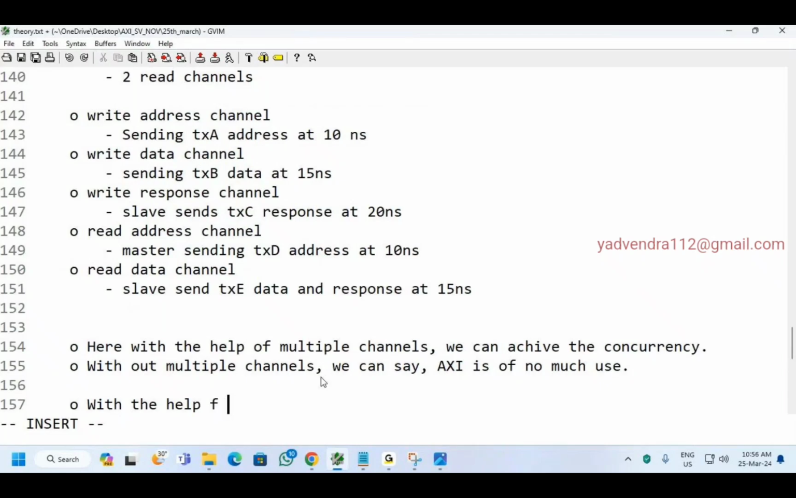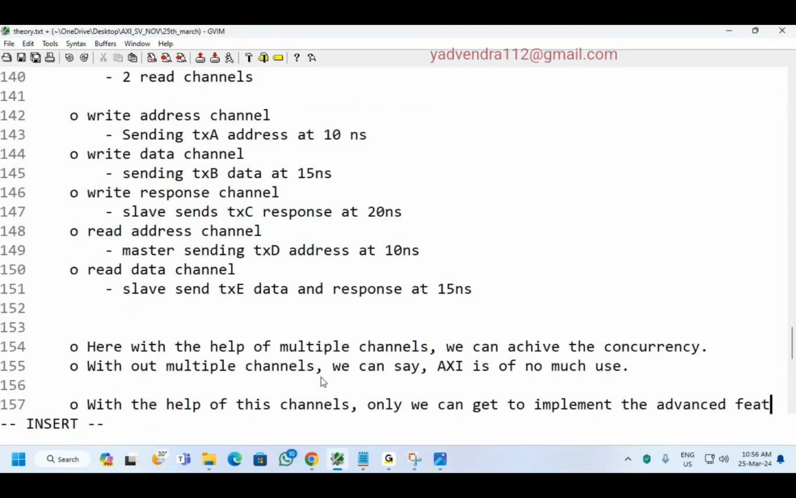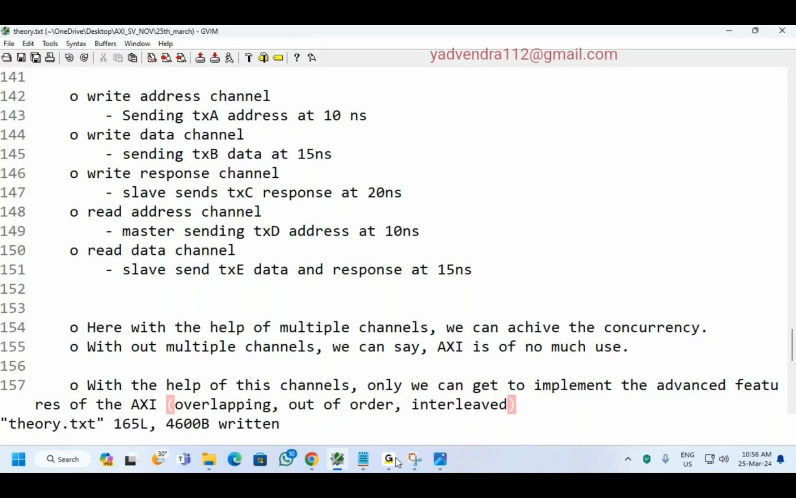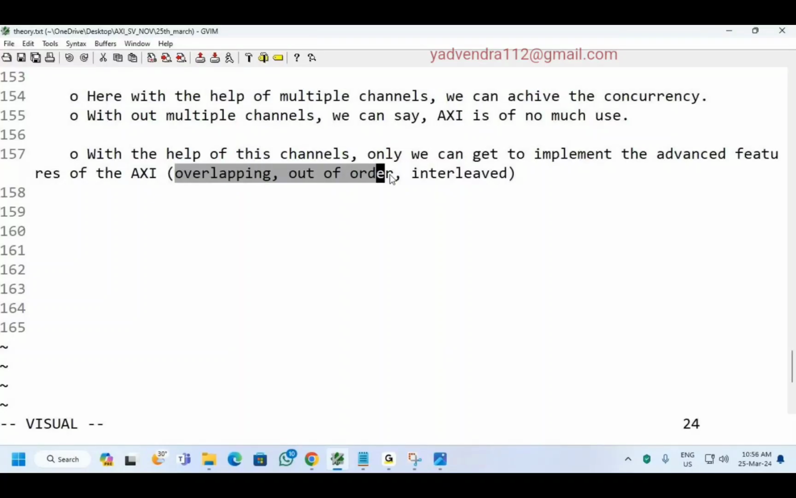With the help of these channels only, we can implement the advanced features of the AXI, like overlapping, out of order, and interleaved. Actually, we discussed these things in our SV sessions. Did anyone remember that? We discussed out of order transactions and overlap transactions on that day, using fork join. So that is where we will learn those overlapping and out of order in AXI.